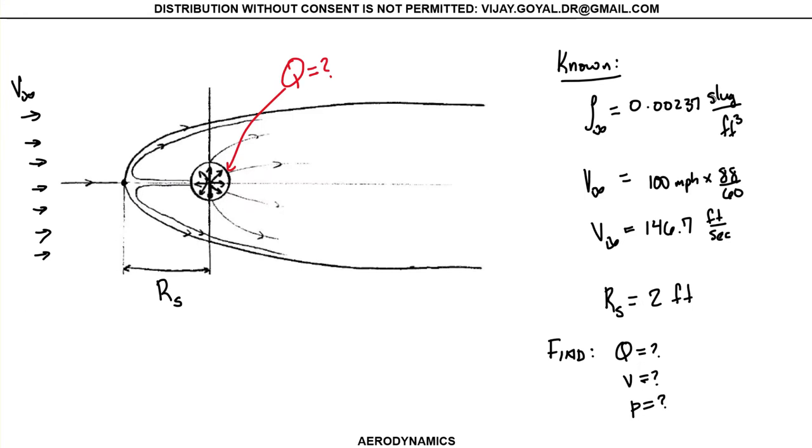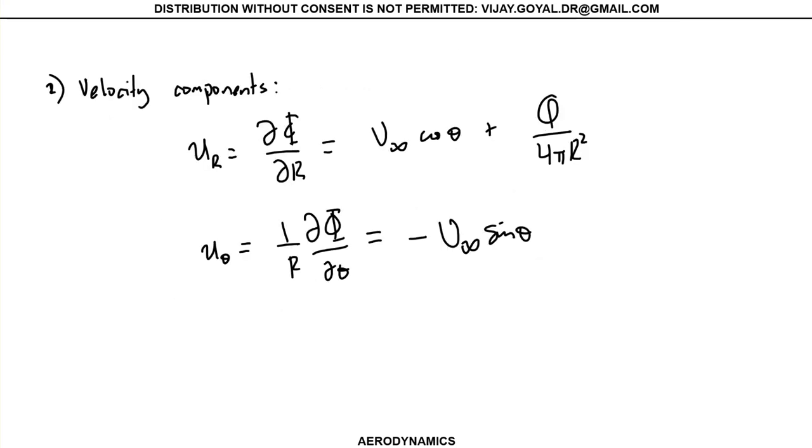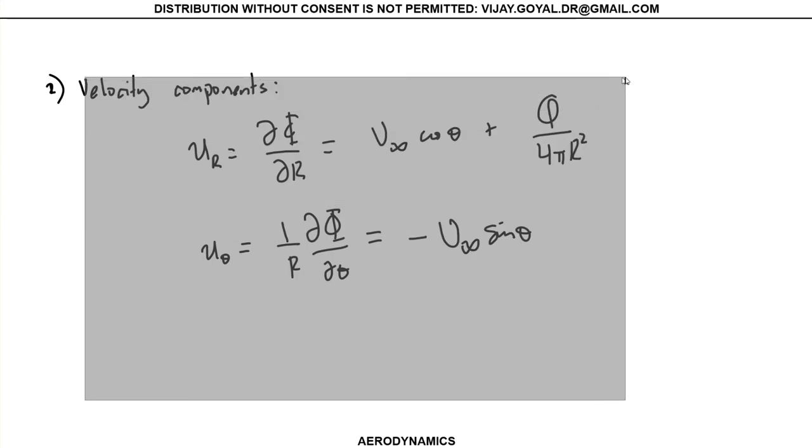Okay, now let's see, what's the second question? The second question is to find the velocity and the stagnation pressure at sea level. Okay, so now we need to go ahead and find the velocities. The velocity is given by the following. These are my velocity components.